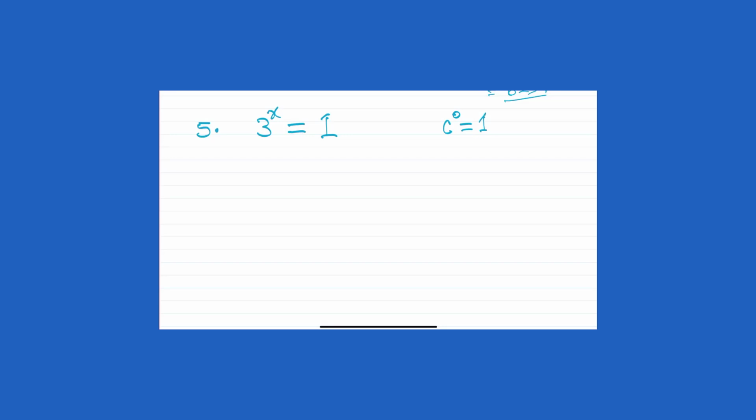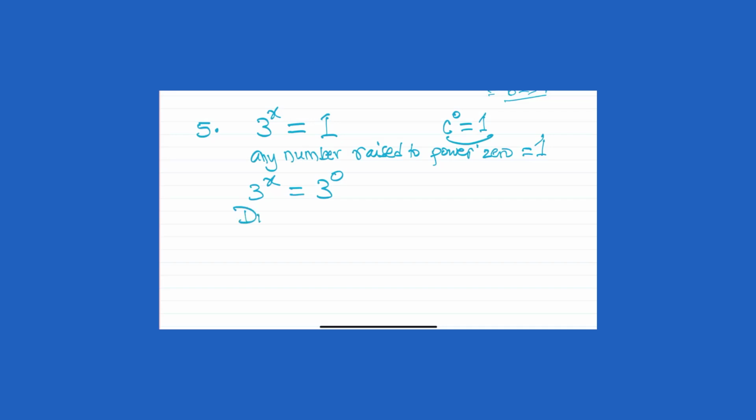So here we can apply this case. Any number raised to power 0 equals 1. So will you agree with me if I come back here and say 3 to the power of x is equal to 3 to the power of 0? Ta-da! Now you get it. So you can see, very simple.